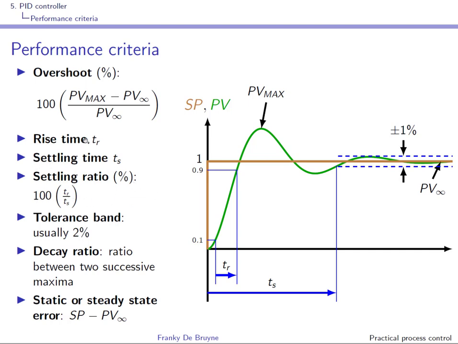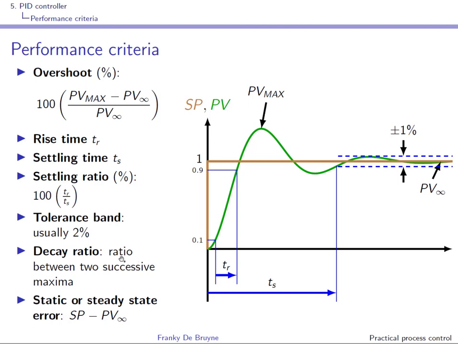Sometimes this settling ratio is used. It's really the rise time over the settling time in percent, and it is considered that if this settling ratio is smaller than 25%, then you have tuned your controller too aggressively and that this rise time is too small. We had considered the decay ratio. Remember that we have used this when tuning a controller for disturbance rejection. Then we had the quarter decay ratio.